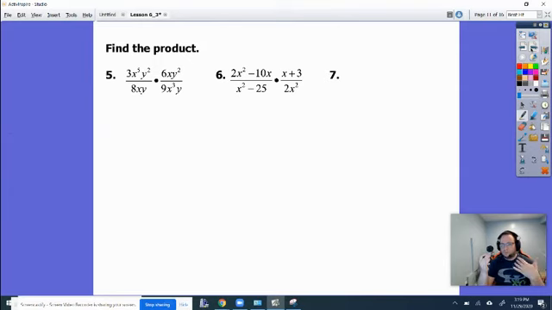So for product, if it just has multiplication, I would honestly probably just multiply everything together and cancel. And then here, factor, and then cancel. Let's do number 6 again. Those are the most common ones.